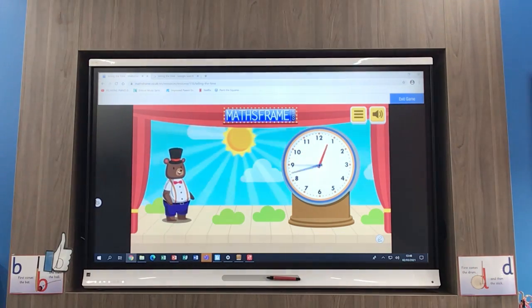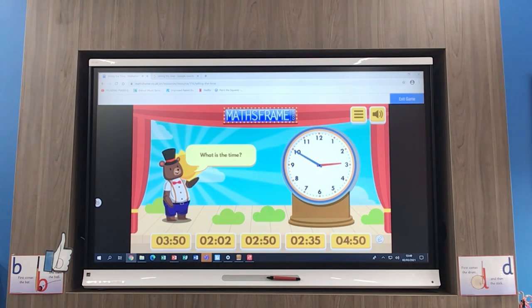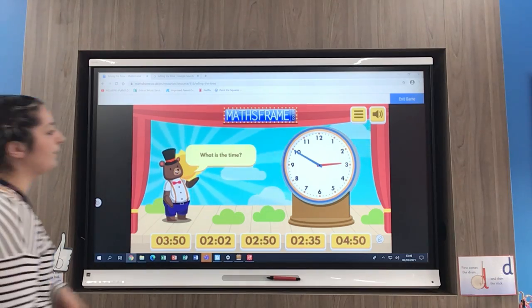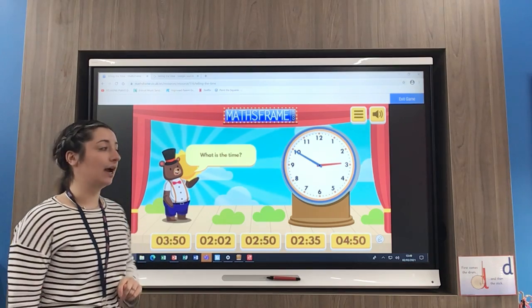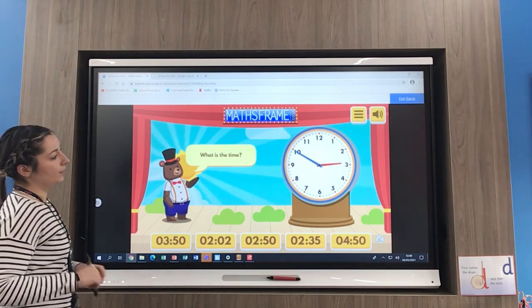Let's see if you can do this one at home. Okay, so here is the time. The time is almost on the 3, but not quite. Okay, so we're not quite in the 3rd hour, and then you need to count in your 5 times table from the 12 all the way round to where the minute hand has stopped. Okay, so I'll give you some time to do that at home.